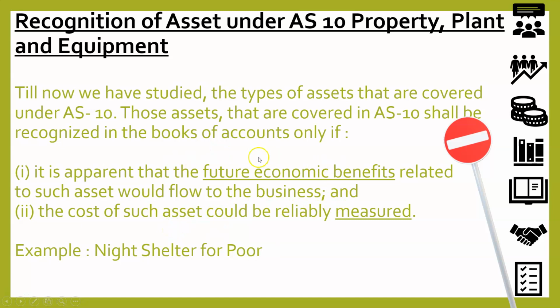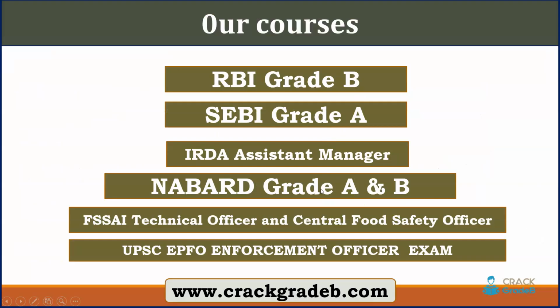So there are two conditions, and in between is 'and'. That means both should be fulfilled. It should generate future economic benefits, and the cost should reliably be measured. So guys, that's it for today.